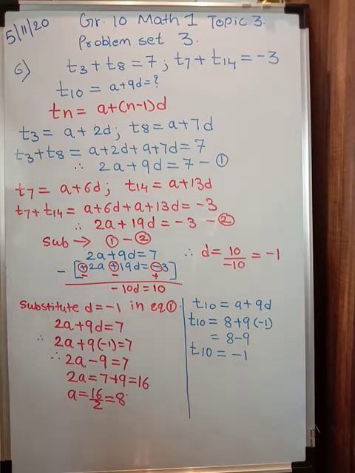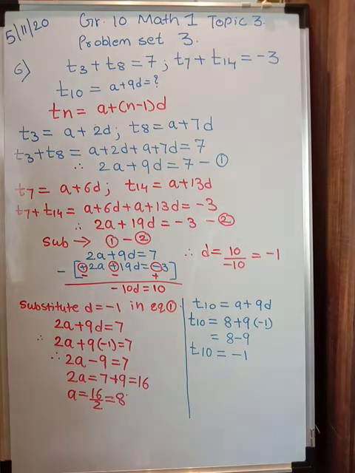The sixth question is, if the sum of the third and 8th terms of an AP is 7 and the sum of the 7th and 14th terms is minus 3, then find the 10th term. So just use the given information, form two simultaneous equations and solve them to get A and D, and then substitute using the formula for T10 and find the 10th term. That is what we do every time.